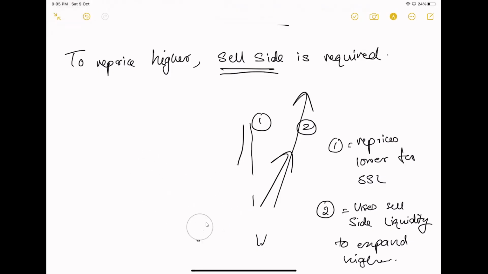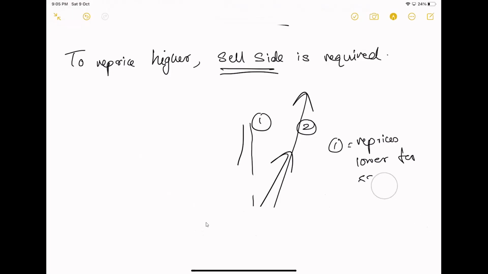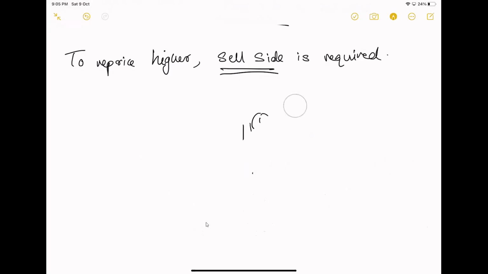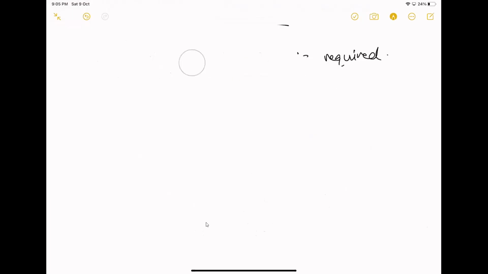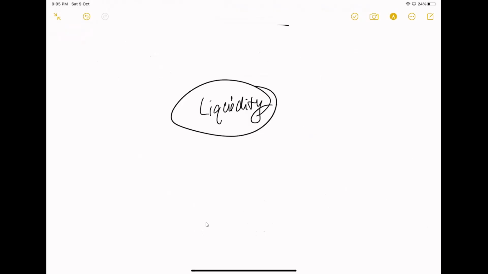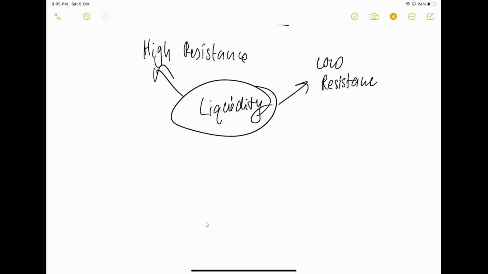Now, you know the types of liquidity: buy side, sell side. But what about the forms of liquidity? When it comes to the forms of liquidity, you have high resistance, and then you have low resistance.